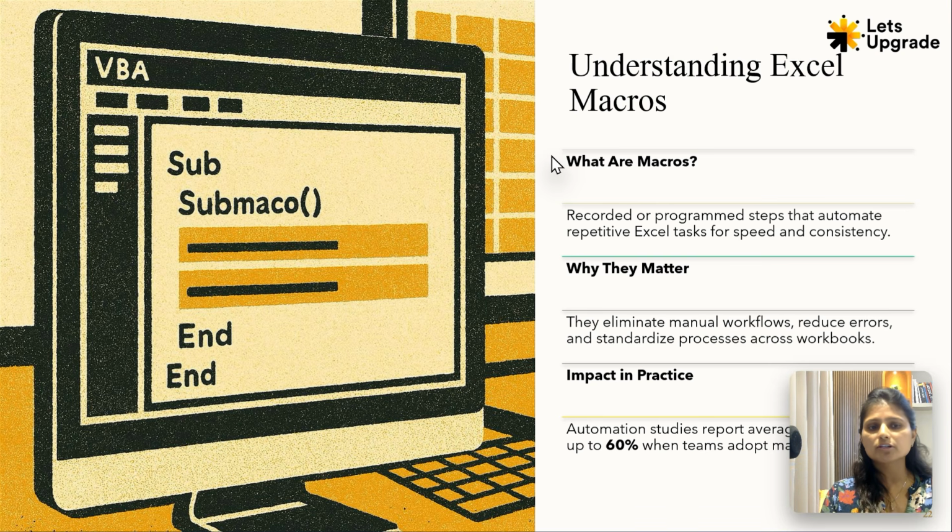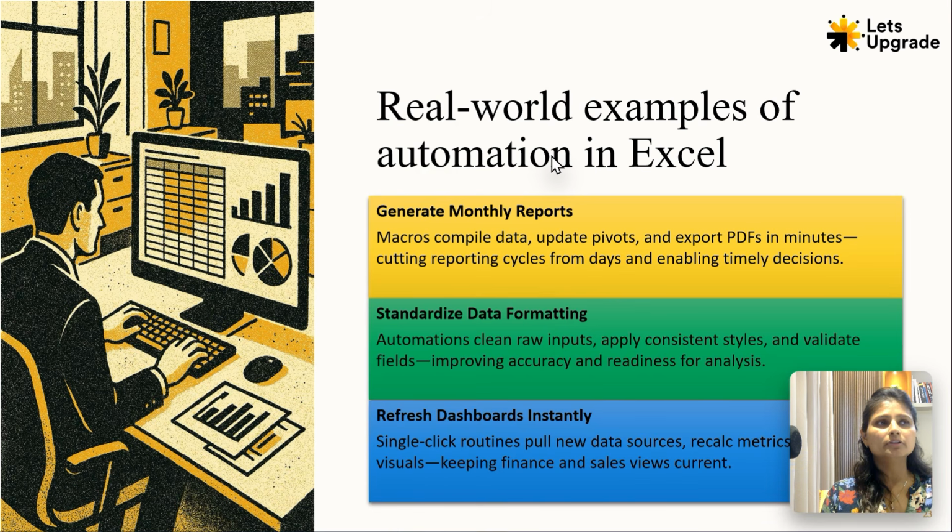So using macros, you can really do a lot of things much faster. And I can say, if you use macros efficiently, and that depends on how effectively you can use the tool, how good you are with the coding or at least with the recording also, then 60% of your work will be at a much better level. When we say macros, what are the real world examples where I can actually use this tool?